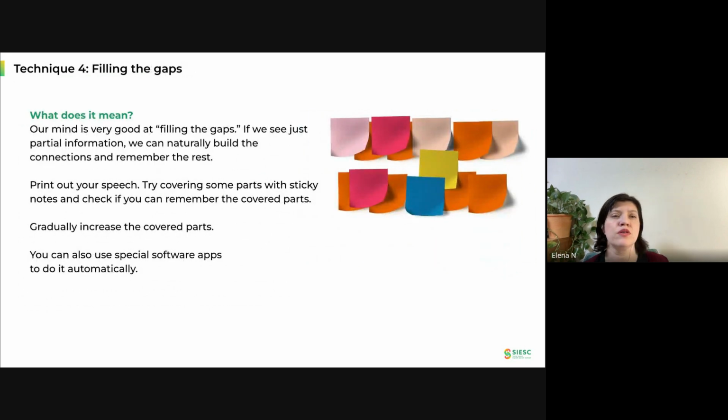Another thing you can do is fill the gaps. This is a very popular technique. Maybe you've seen this in English textbook exercises. It helps us learn new vocabulary, and it can also help us remember grammar patterns. In a sentence, there will be some gaps, and we need to fill in the correct information. You can do this with your speech.